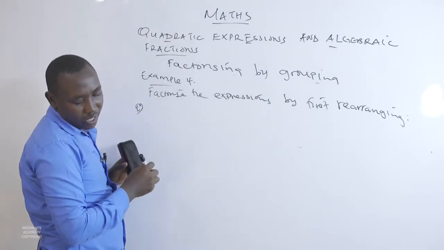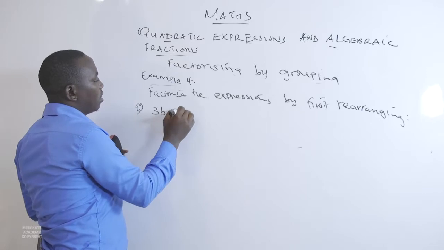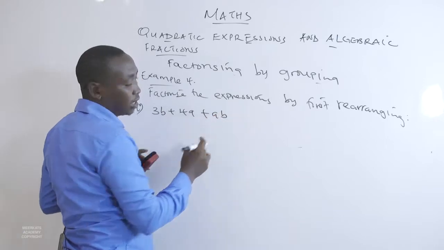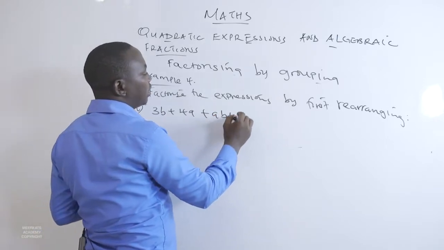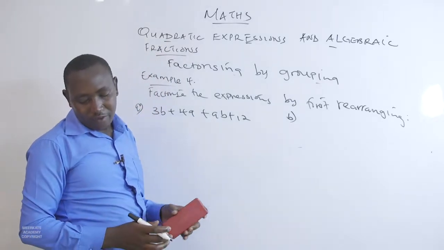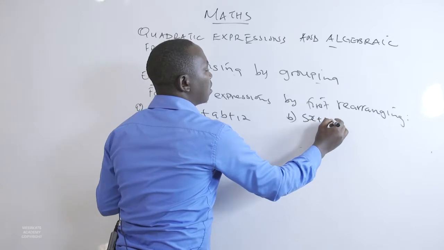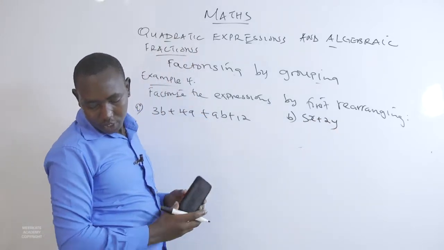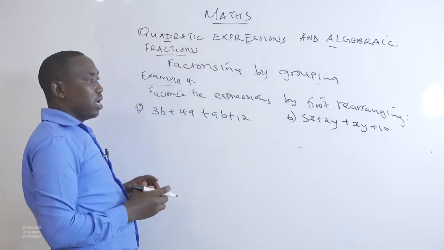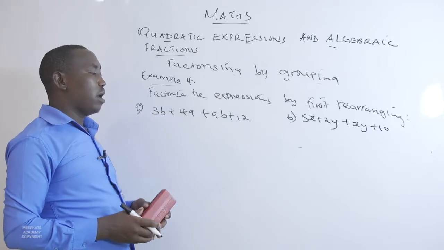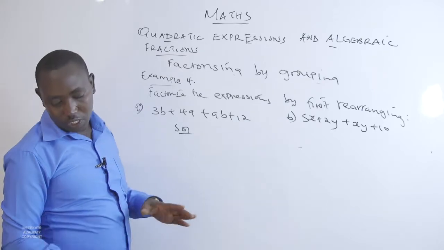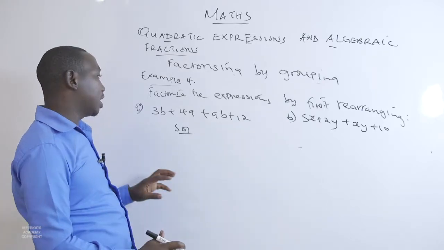Number 1, we have 3b plus 4a plus ab plus 12. Then part B of the equation, we have 5x plus 2y plus xy plus 10. So let us solve these two by grouping, but we first rearrange the terms so that we can easily identify the common factor.